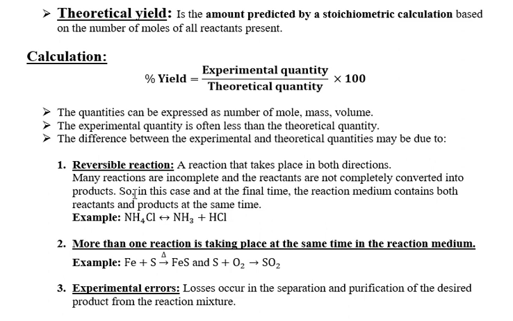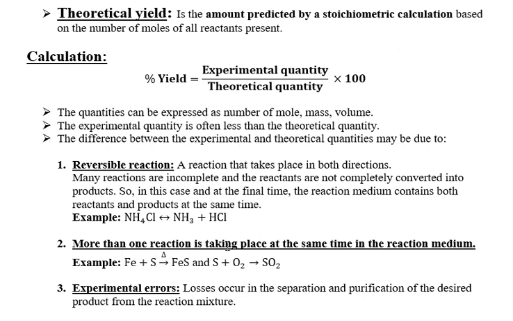A reversible reaction means a reaction that takes place in both directions. Take, for example, NH4Cl. It decomposes to give NH3 and HCl, but at the same time, NH3 and HCl combine together to produce NH4Cl. So this is one of the reasons that leads to a difference between experimental and theoretical quantity. Let's move to another reason.